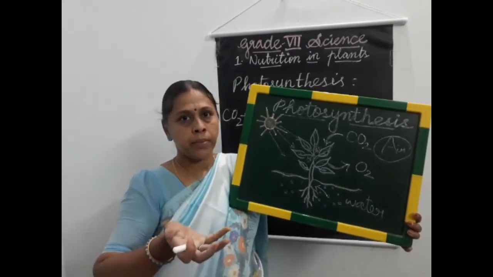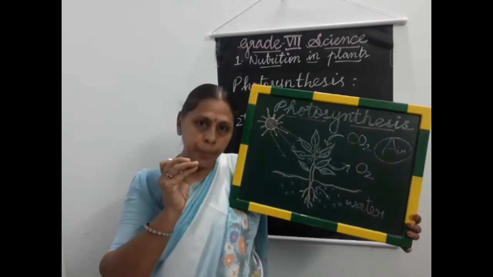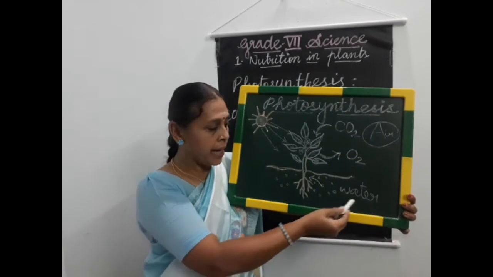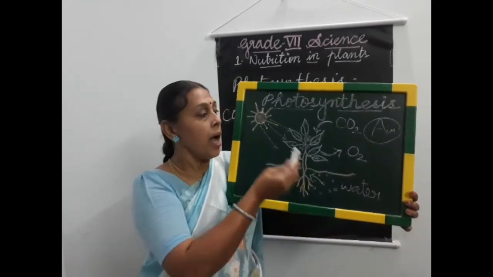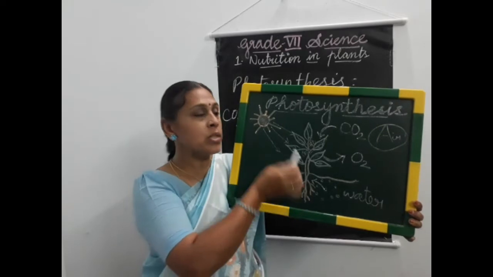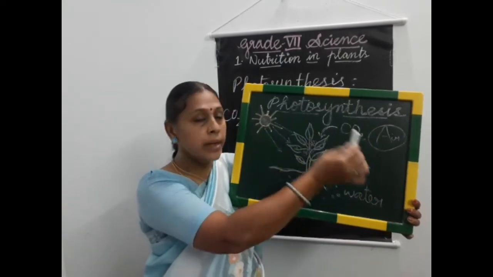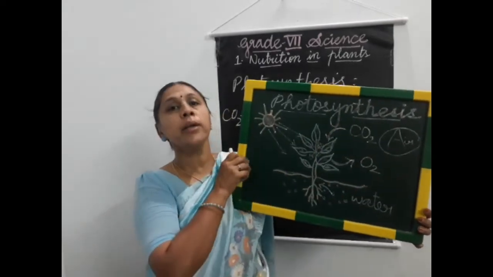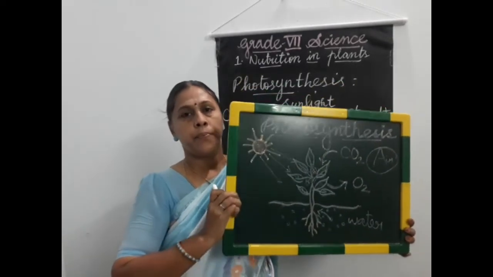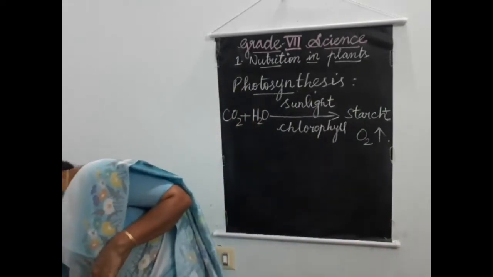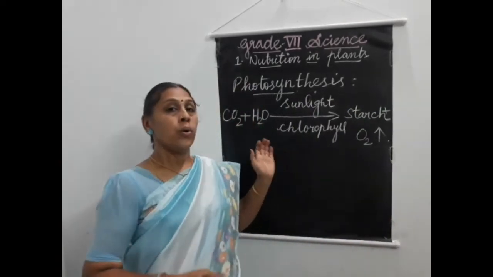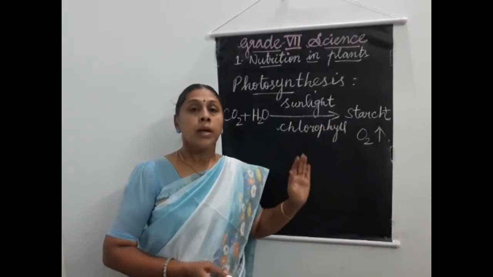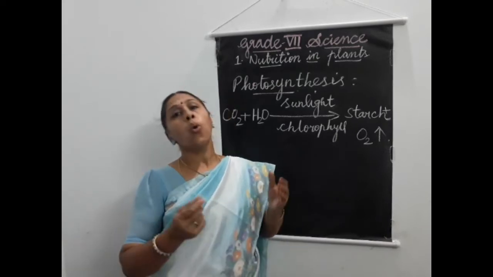In the daytime. So in the daytime, during the process of photosynthesis, the plants absorb carbon dioxide from air and water from the soil, and they prepare the food using sunlight and chlorophyll, and release oxygen, and this process is called photosynthesis. Understand? And so this is the equation for photosynthesis.